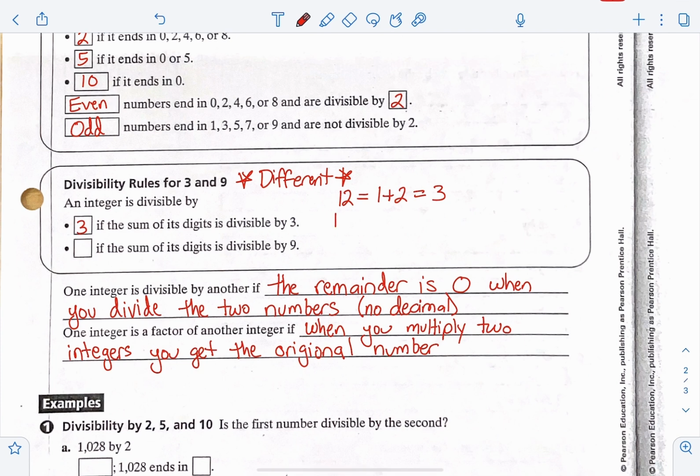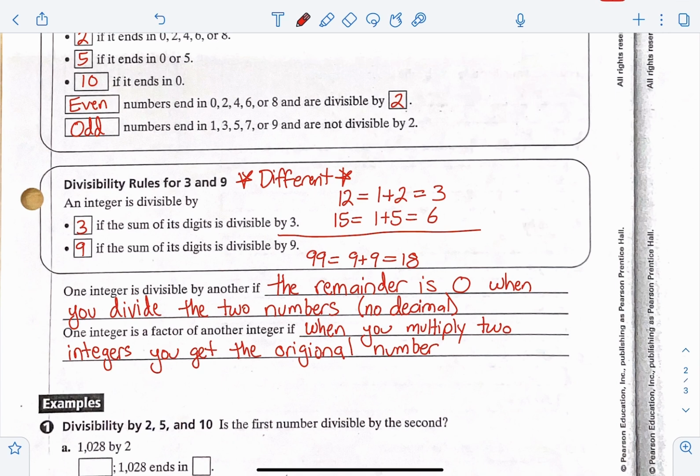Another example of that being 15. 1 plus 5 is 6. 6 is divisible by 3. Therefore, 15 is also divisible by 3. Okay, so those work for divisible by 3. An integer is divisible by 9 if the sum of its digits is divisible by 9. So if we had something like 99, so 9 plus 9 equals 18. 18 is divisible by 9, so 99 is divisible by 9. 18 is also divisible by 3, right? So 99 is divisible by both 9 and 3.